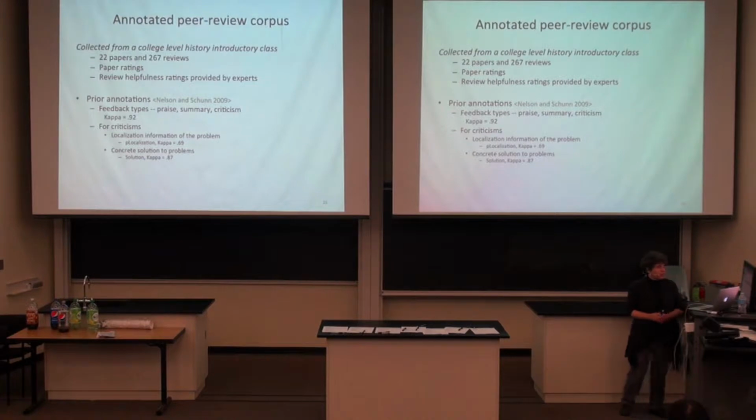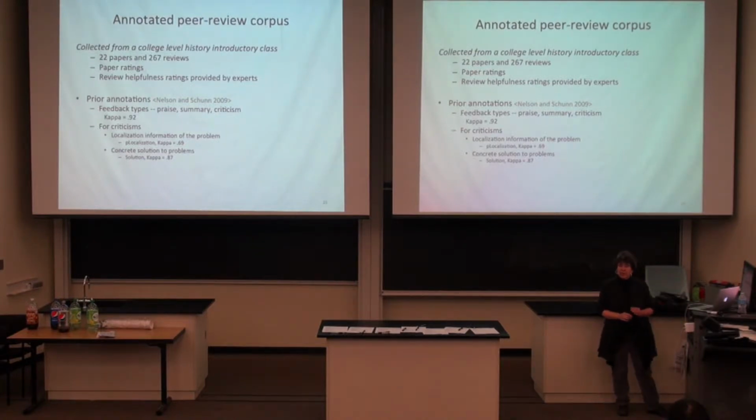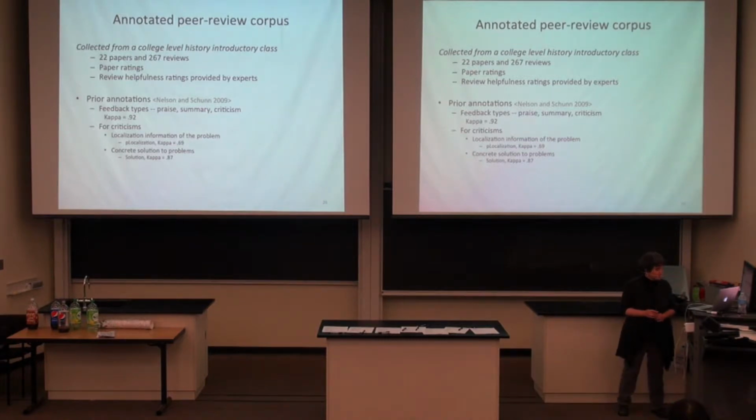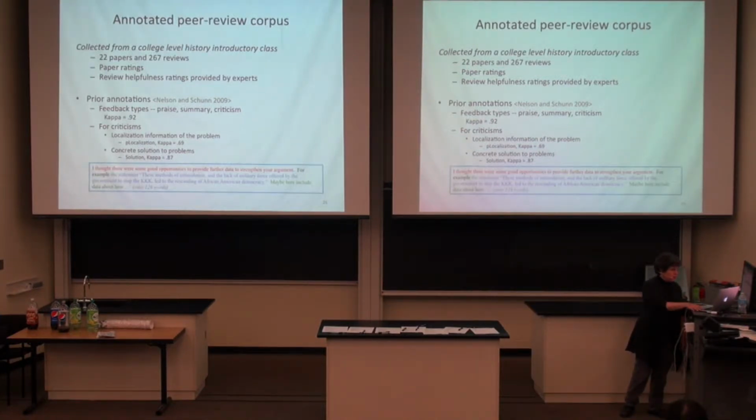So one nice thing about this corpus is it had a lot of manual annotations that were geared to these cognitive science questions. For every piece of feedback, it was labeled whether it was praising the paper, criticizing the paper, or summarizing the paper. And for the feedback portions identified as criticism, it identified which part was pinpointing the problem, which is called localization in our terminology, and if a problem was identified, whether they also provided solutions. And we saw an example of that earlier.